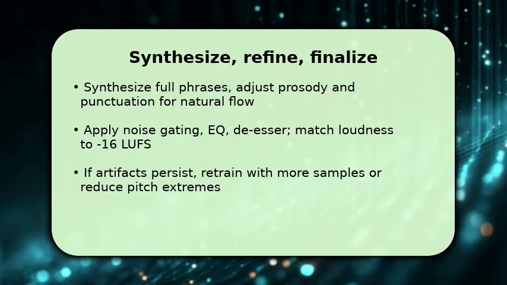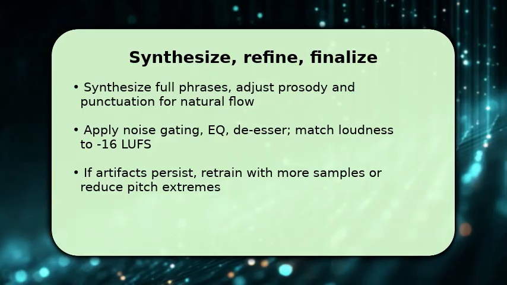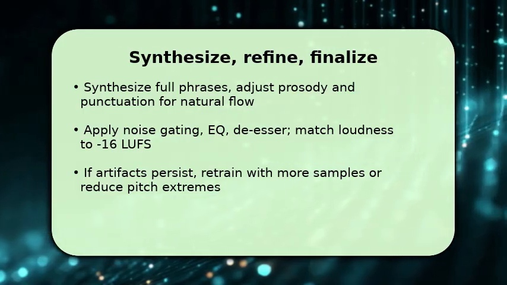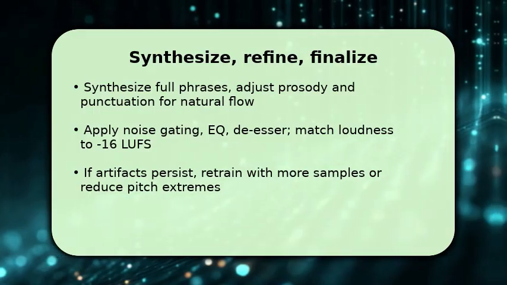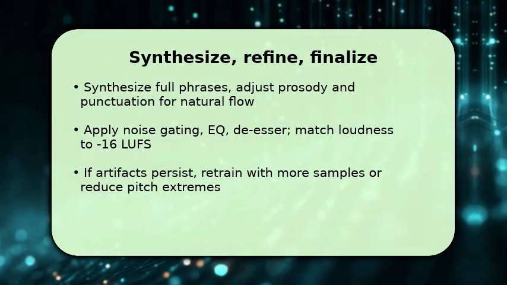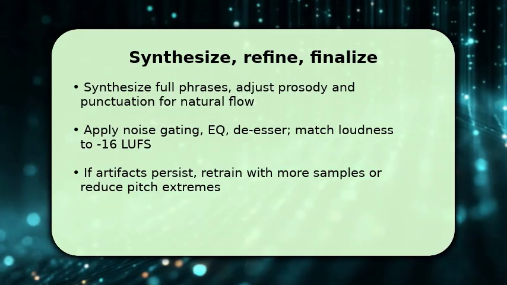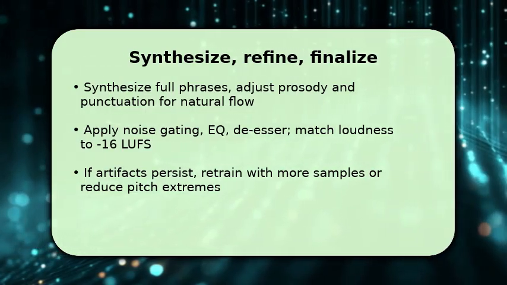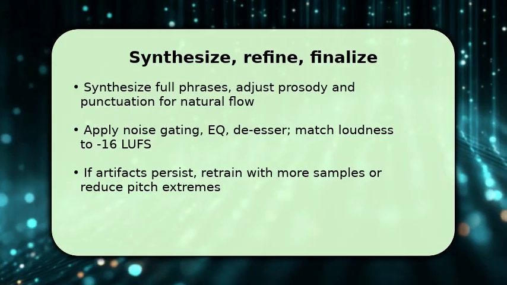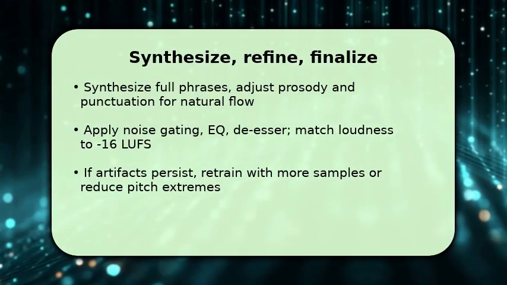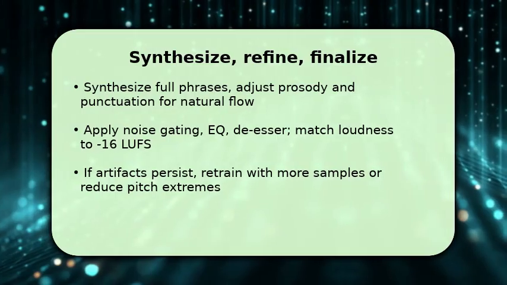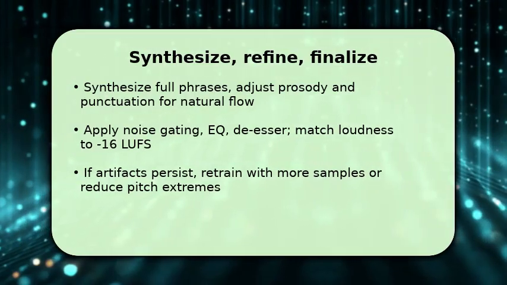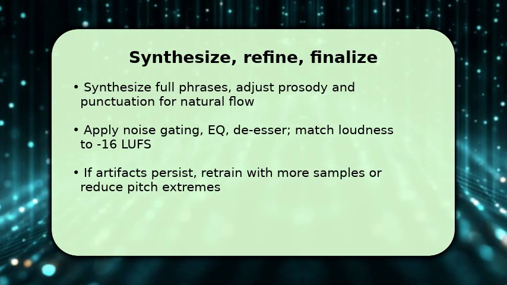Now you synthesize the final lines and polish them. Generate full phrases, then tweak prosody and punctuation to control pacing and emphasis. Make sure commas and dashes produce natural pauses. Once rendered, run basic post-processing, gentle EQ, de-essing, and match loudness to around -16 LUFS for consistency. If you detect robotic artifacts or glitches, retrain with more diverse samples or reduce pitch and speed extremes. A key troubleshooting tip: if timbre breaks, add.